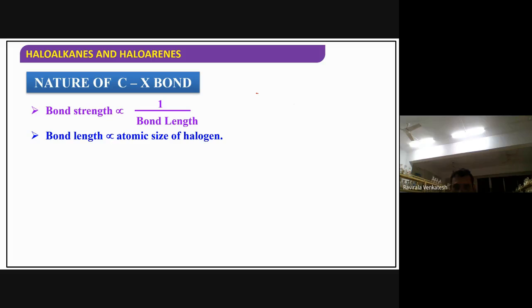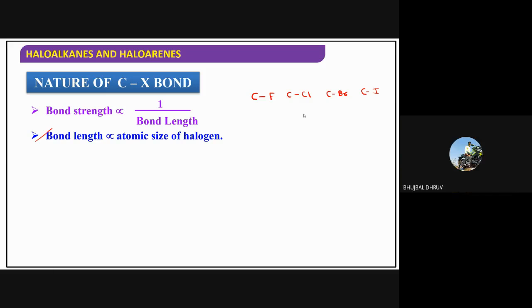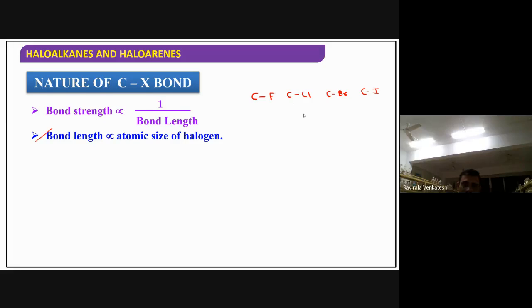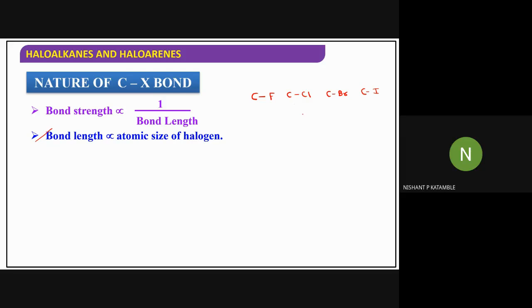For example, if I write C-F, and here C-Cl, C-Br, and C-I, can you say whether it is decreasing or increasing order of bond length between carbon and fluorine? By seeing this expression, bond length is directly proportional to atomic size of the halogen. Tell me now. Increasing. This has more atomic size.